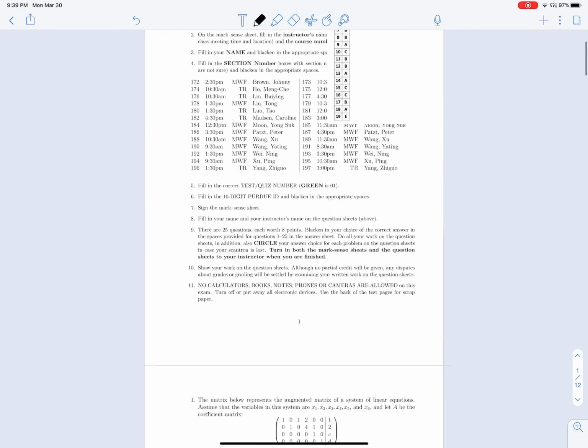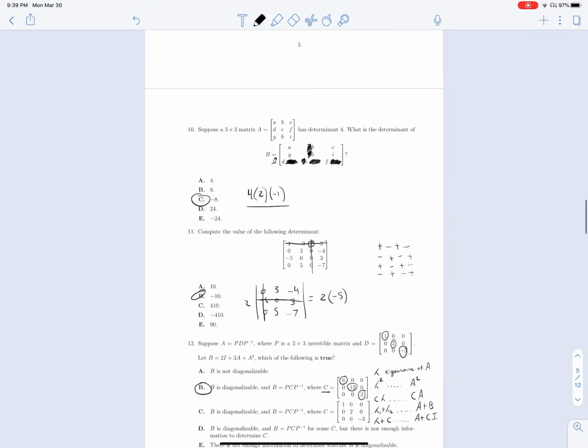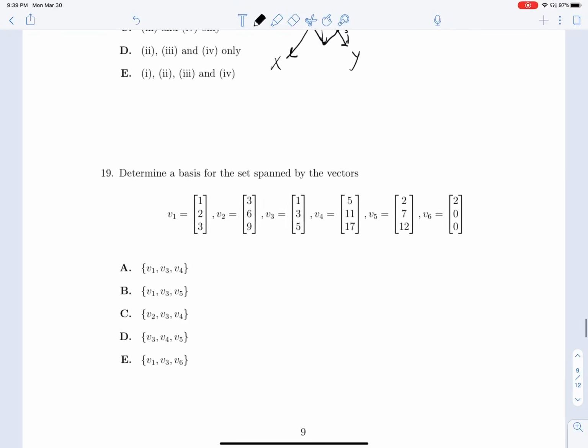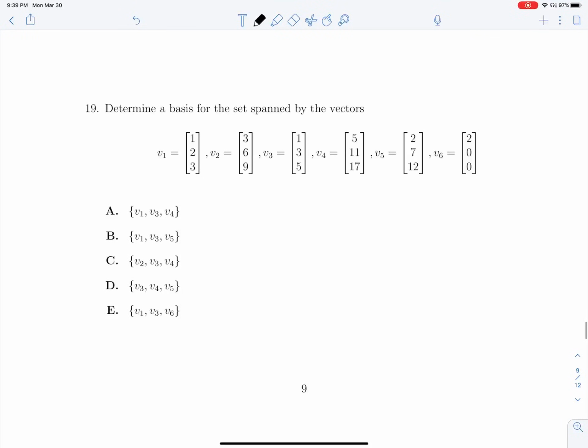And I'm just going to go check. 18 is A. Yes. Okay, 19. Let's determine a basis for the set spanned by these vectors. So really, we're looking for the basis of the column space of these vectors, which is going to be formed by the vectors which correspond to leading ones in the row echelon form. The row echelon form of the matrix formed by smushing all these guys together.